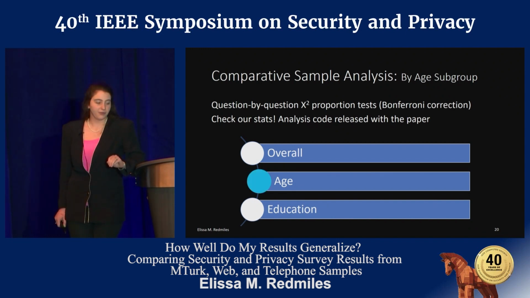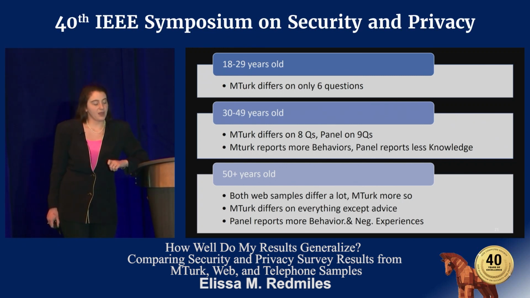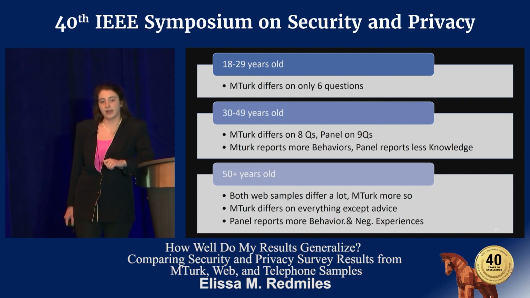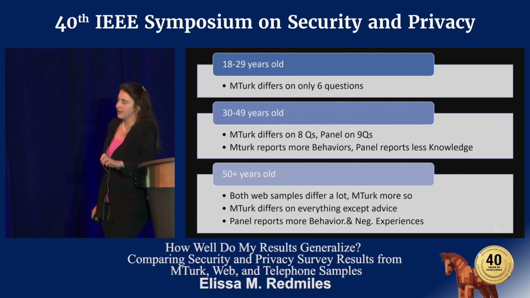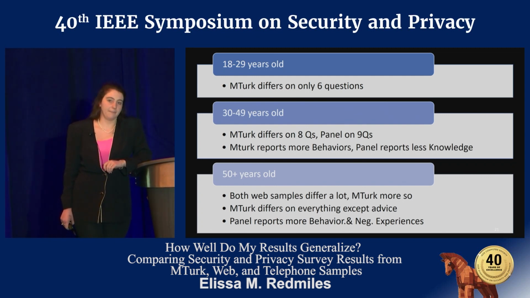OK. We then wanted to take a look at whether these differences changed if we look just at certain age groups. And what we find is that Amazon Mechanical Turk is actually a pretty good representation of the US population for those between 18 and 29 years old. Out of the 28 questions that we looked at, Amazon Mechanical Turk differed on only 6 of those questions. Most of them were internet use questions, so being more active online.